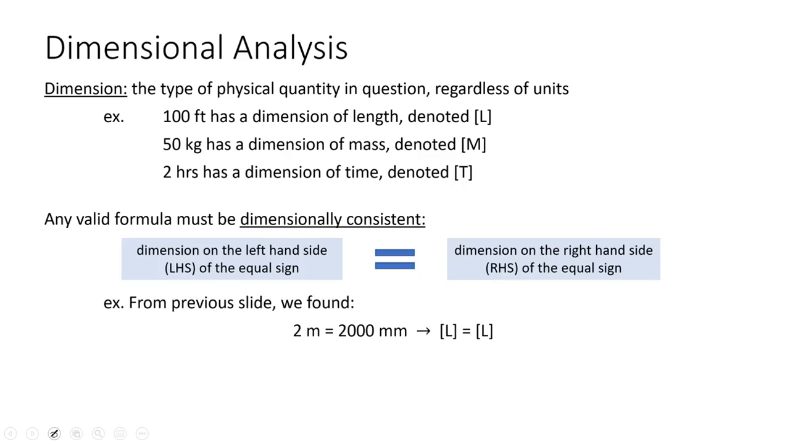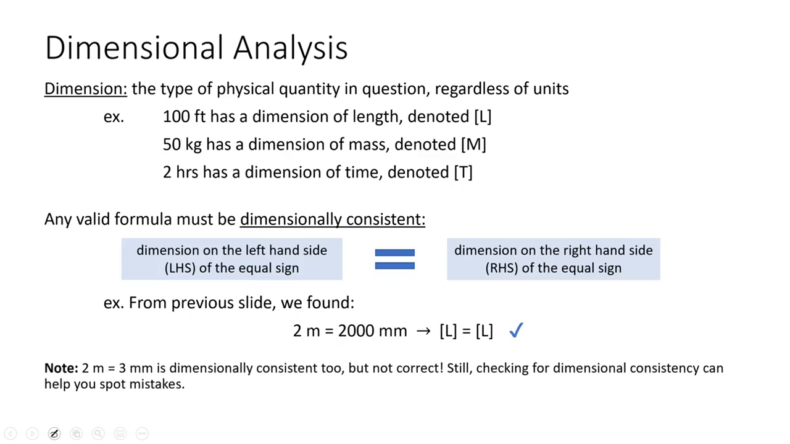Okay, so for example, on the previous slide we said that 2 meters was equal to 2 times 10 to the third, or 2,000 millimeters. And so I can check this equation. This one's pretty easy, right? We have meters on the left, millimeters on the right, they're both length. And so this is dimensionally consistent. Okay, and that's what we mean when we talk about dimensional analysis.